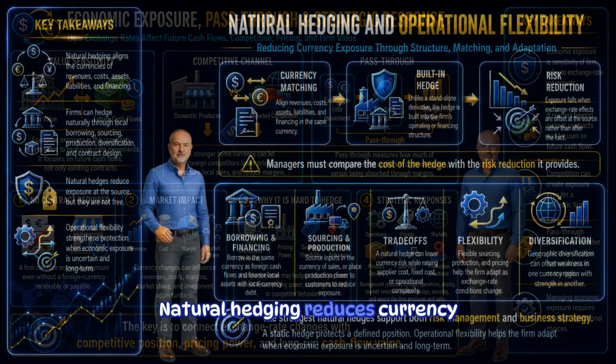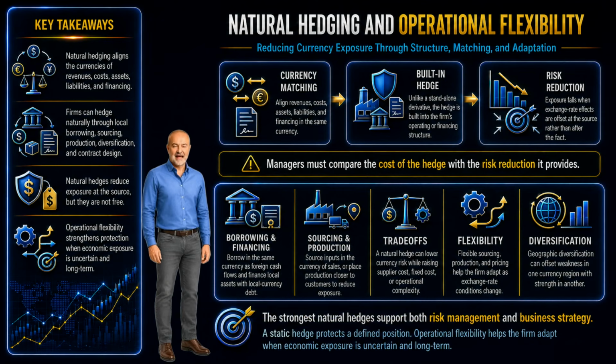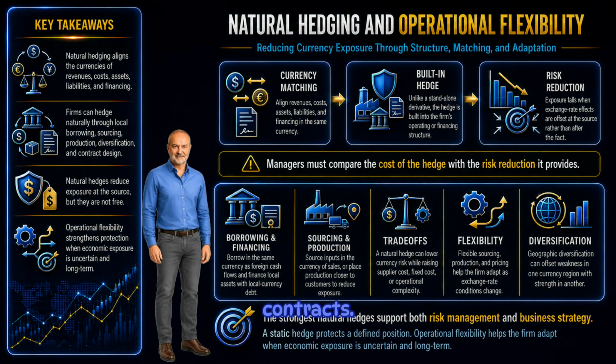Natural hedging reduces currency exposure by aligning the currencies of revenues, costs, assets, liabilities, and financing. Unlike a standalone derivative, a natural hedge is built into the firm's operating or financing structure. A company may borrow in the same currency as its foreign cash flows, source inputs in the currency of its sales, finance local assets with local currency debt, place production closer to customers, diversify revenue across currency regions, or include exchange rate adjustment clauses in long-term contracts.